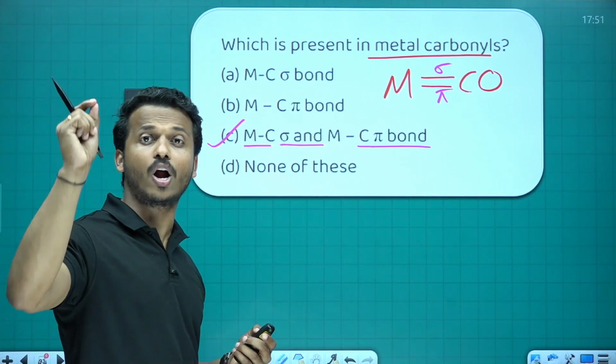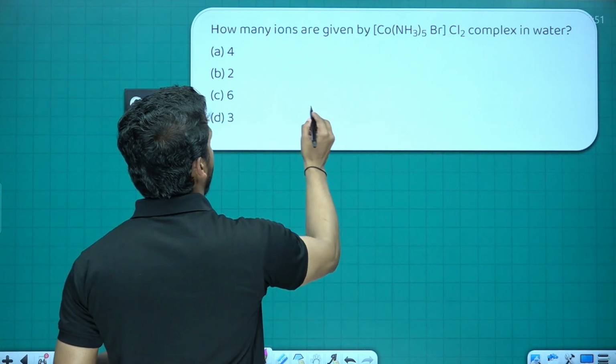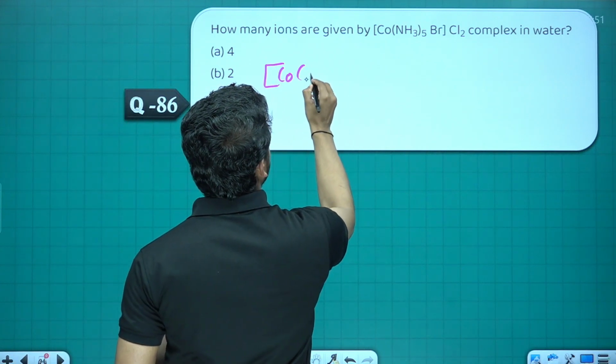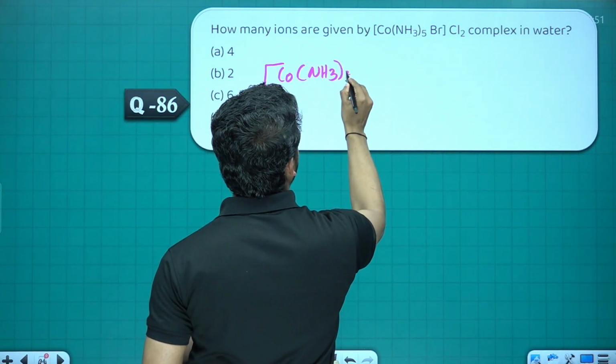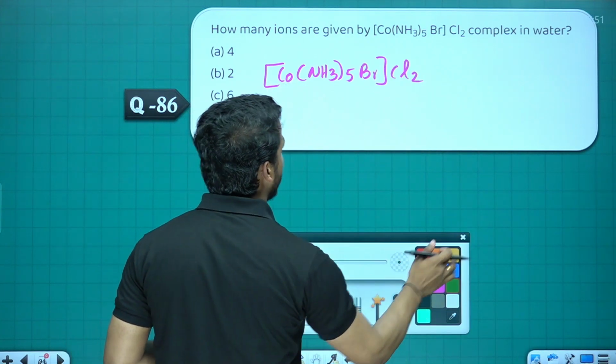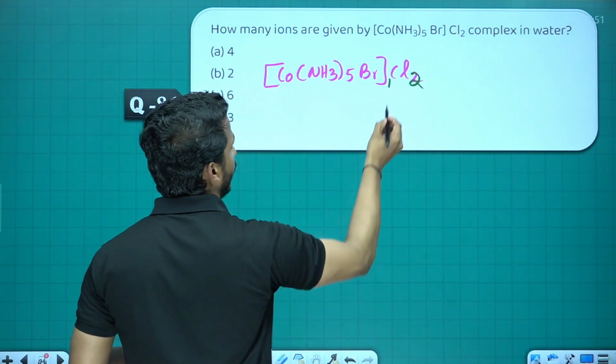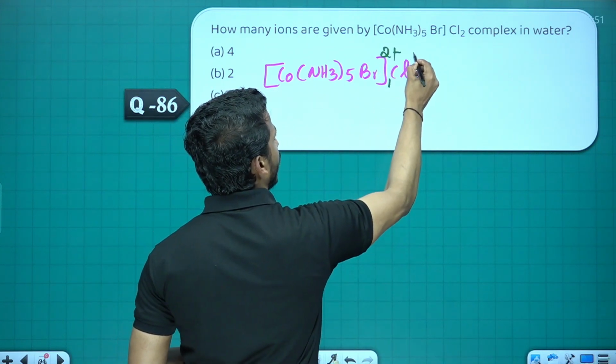What is that pi bond called? Synergic bond. How many ions are given by this complex? What is the complex given here? [Co(NH3)5Br]Cl2. How many ions can be produced by this one? Let me write this complex 1 time, chlorine 2 times. You know these 2 come from here, 1 comes from here.